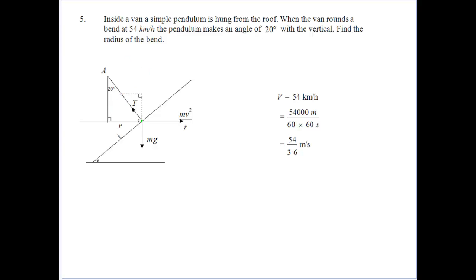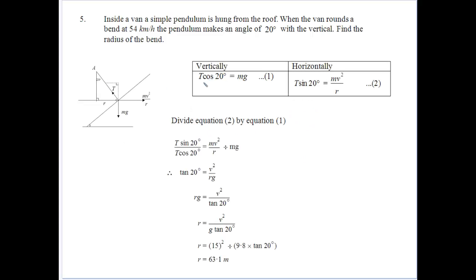We want to find the radius of the bend. So basically, what's the radius of the bend that it's traveling around? Our velocity is 54 kilometres an hour, which we need to put in metres per second. Then we can start to play around. We know what our forces are doing there. We know mass times gravity opposes mv squared on r, which is towards the centre. So solve them vertically and horizontally.